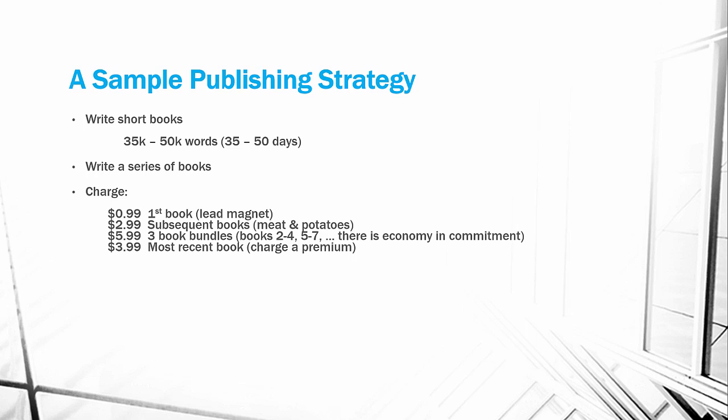Then we're going to give people a discount on 3-book bundles, bundles of books 2 through 4, 5 through 7. We begin after the first book because they've already bought that for 99 cents. So we bundle 2 through 4 instead of 1 through 3. I hope you understand that. And there's economy and commitment here, so we're going to reward people for committing to buying more books. And then, that premium price for the latest book.